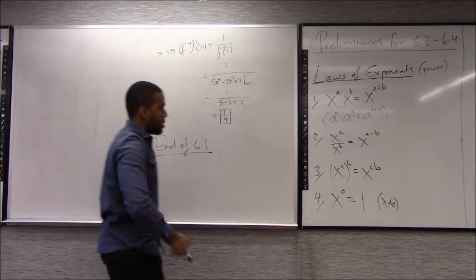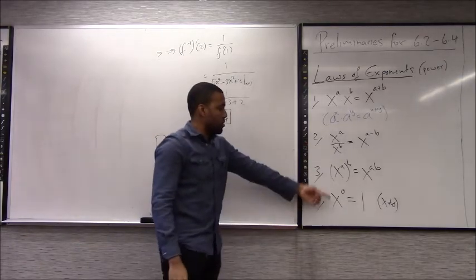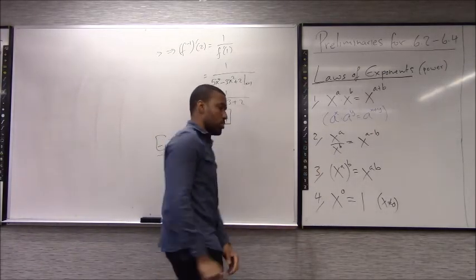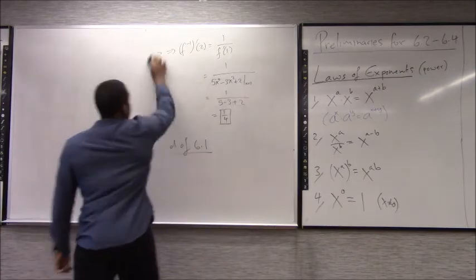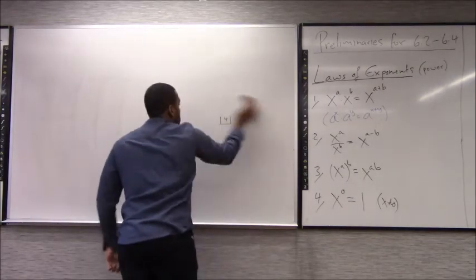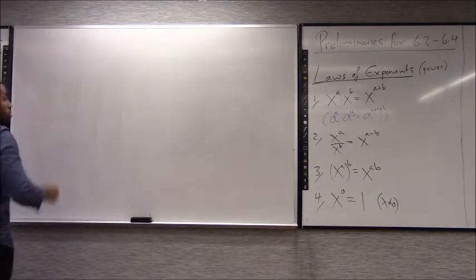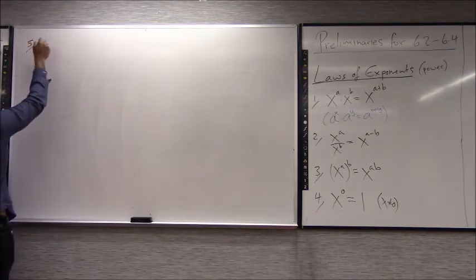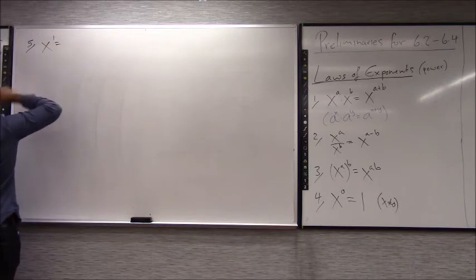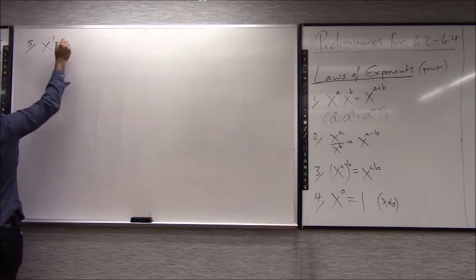You may remember that they use this rule to prove that rule. It requires division, and so 0 doesn't work here. 0 to the 0 is indeterminate. Okay, it might be silly. X to the 1 is? X.